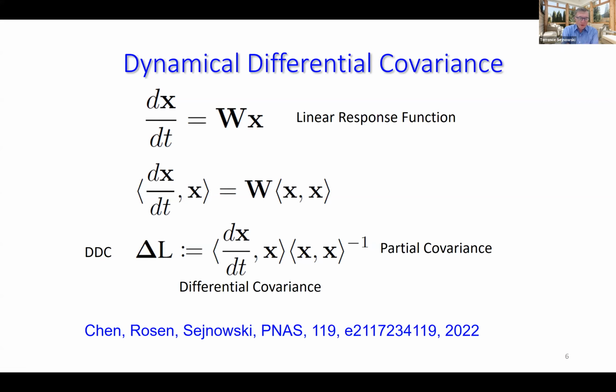And so this is a linear model, but let's just do a little statistical analysis. Let's take the outer product with the activity and average over time. Well, here's what you get. Isn't it interesting? This is the differential covariance, and this is the covariance. And if you solve for W to get an estimate for the connectivity, you get two terms. You get the differential covariance and you get the partial covariance.